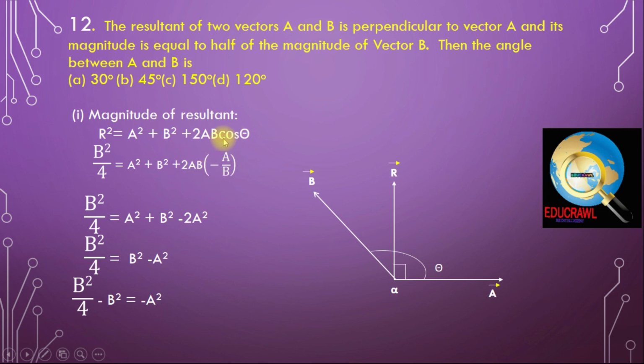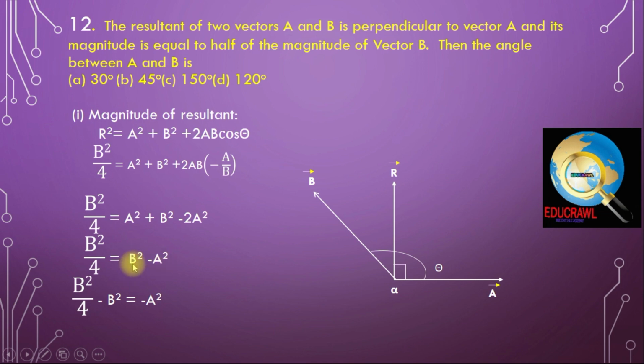Now we have seen the value of cos theta as minus a by b, so we substitute that value here. When you substitute, what happens? b is in the numerator, b is in the denominator, so we can cancel. You have got 2a, so a into a is a square. The minus sign is there, so you bring it to the front. So it becomes b squared by 4 is equal to a square plus b square minus 2a square. Combining the a square, that is a square minus 2a square, we know the answer is minus a square. So b square by 4 is equal to b square minus a square.